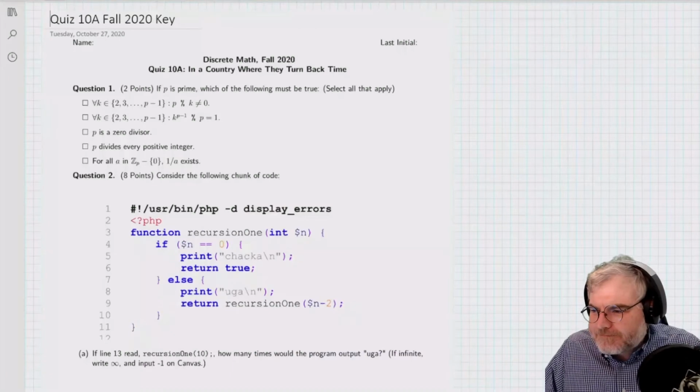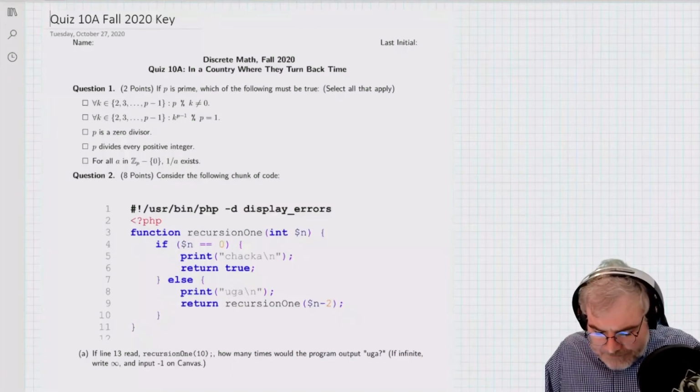Let's go ahead and talk about the quiz. I know that many of you haven't turned it in, so you're getting to see the quiz review before the quiz. Okay, I'll just do it anyway. I've fielded a couple of questions about this.